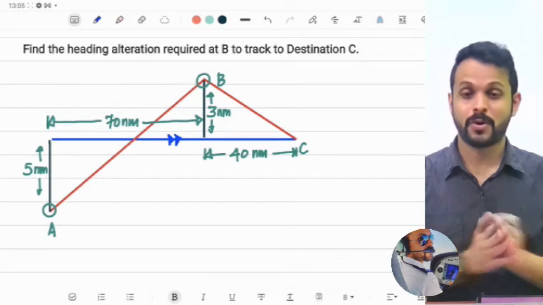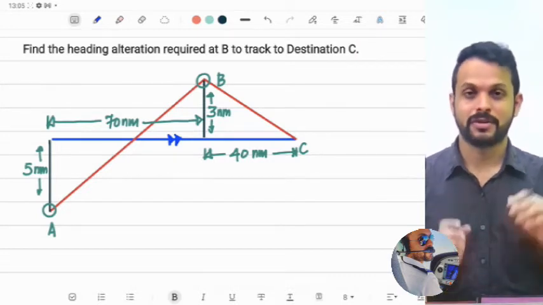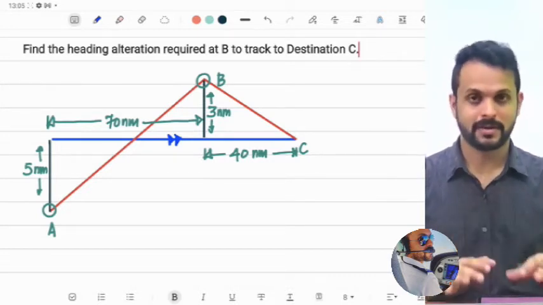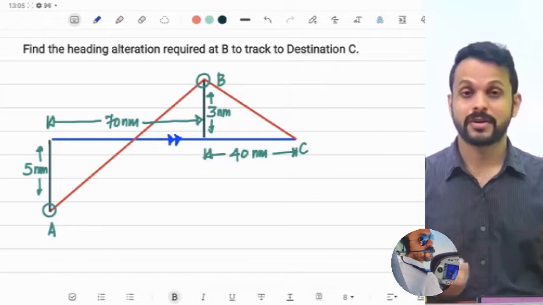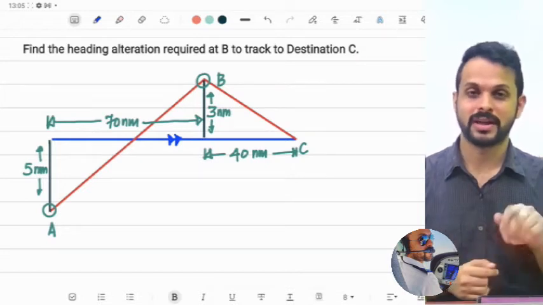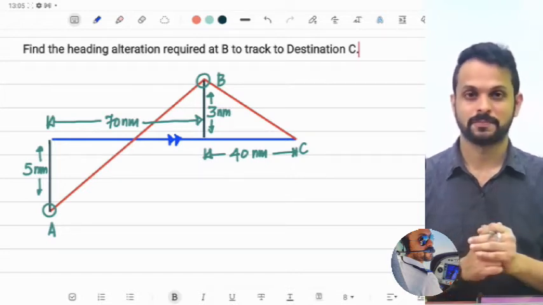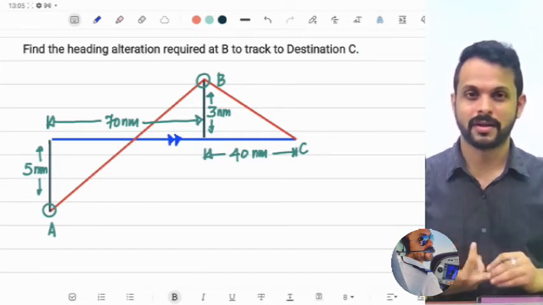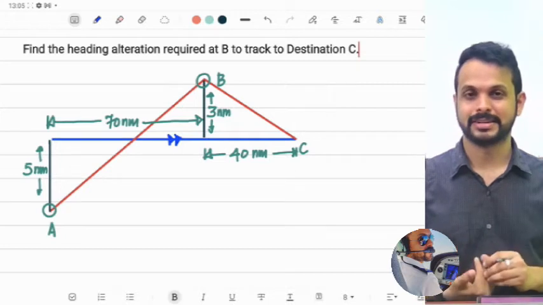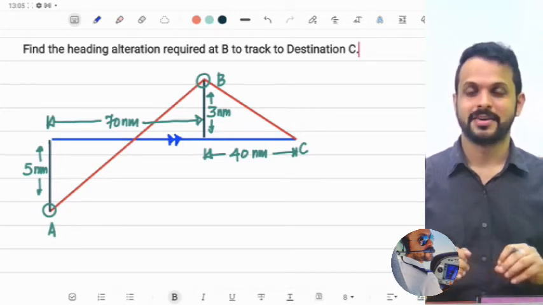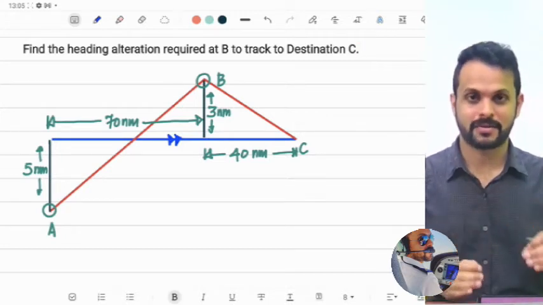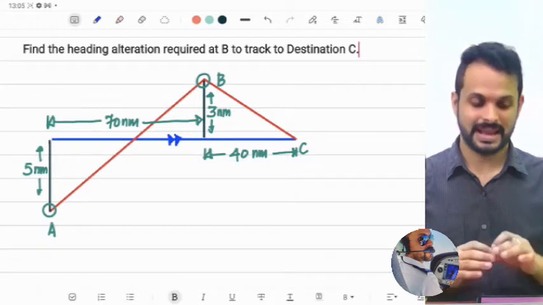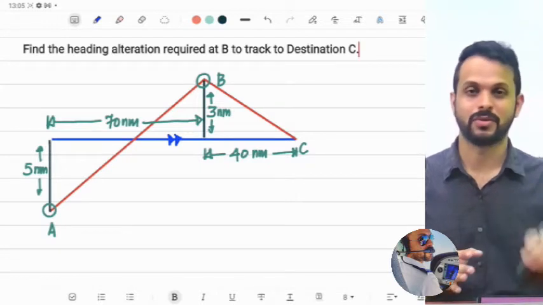I want you to pause this video immediately, take a paper, draw the diagram, and try to find out the heading change that is required at B to track to destination C straight away. I know it's not that difficult, but you know, the first spark is needed, and once you get that, any of these kind of questions can be solved just like that.